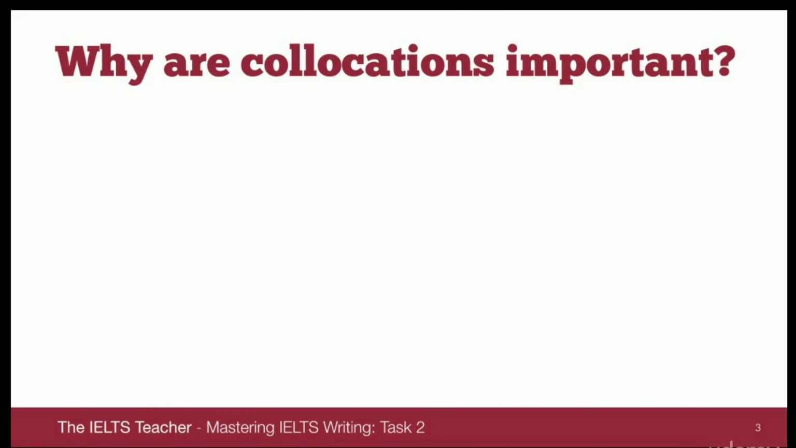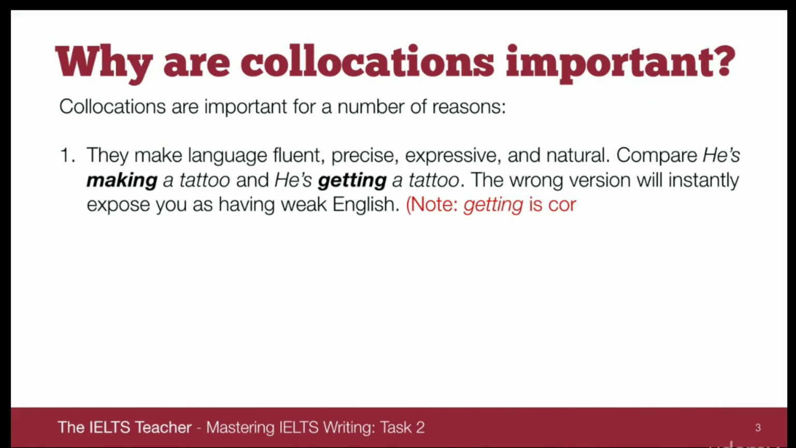So why is this so important? Well, it's important for a number of reasons. First of all, collocations are important because they make language fluent, precise, expressive, and natural. Compare, he's making a tattoo and he's getting a tattoo. The wrong version will instantly expose you as having a weak command of English. This is a commonly confused collocation. Note that getting is the correct verb to use with the noun tattoo. We don't make a tattoo, we get a tattoo.